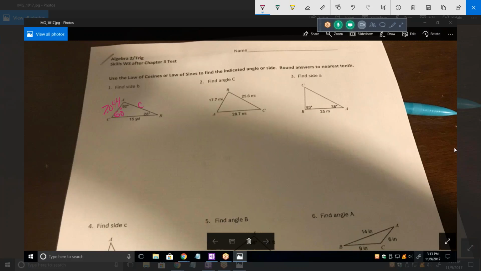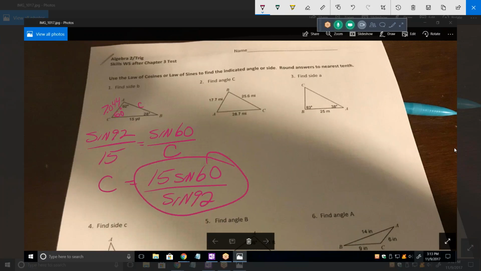Is this the c squared equals? No? No. It's the law of sines. Law of sines says this. Oh yeah, okay. So would we do sine 92 over 15, and then equals sine of 60 over lowercase c? Yeah. That's only one variable. We can solve for that. I'm going to cross multiply and then divide by sine of 92. So again, you got to come up with that number.